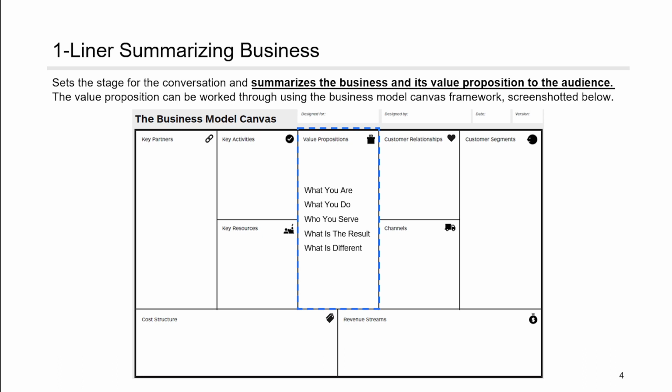Now, if you are familiar with the item in front of you, you'll recognize the business model canvas, a very common tool used for business planning and business strategy. And right dead in the center, you have your value proposition, which effectively, if you want to make it very formulaic, is what you are, what you do, who you serve, what the result is, and what's different. With those 5 core points, you really explain and lay 60, 70% of the foundation of your fundamental business.